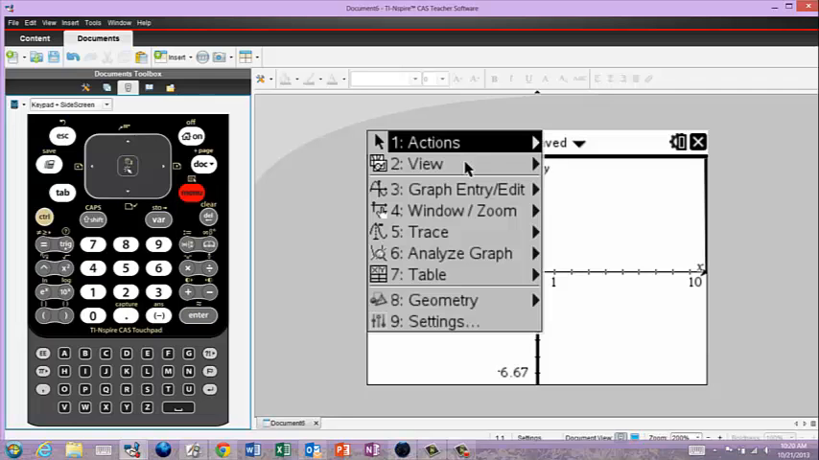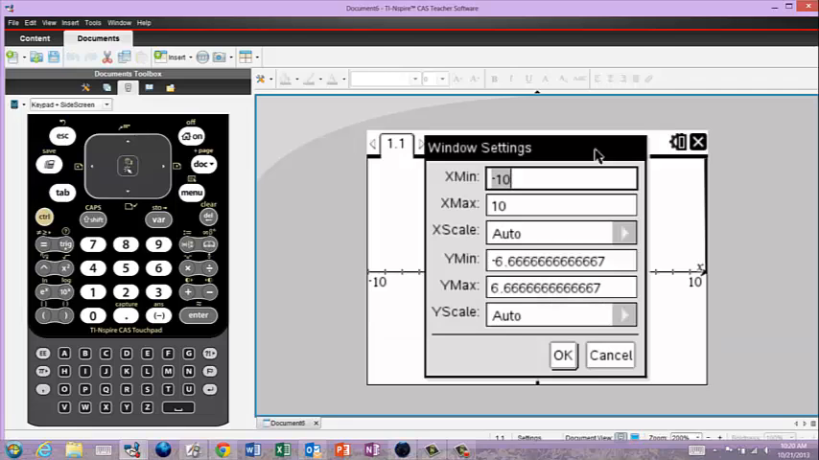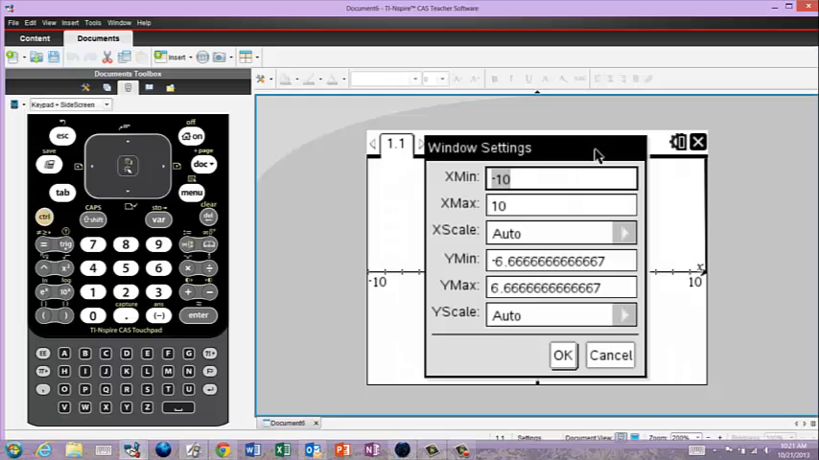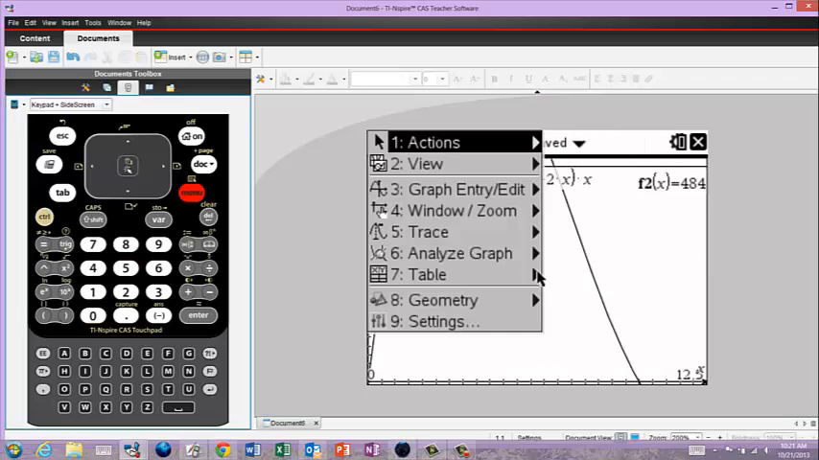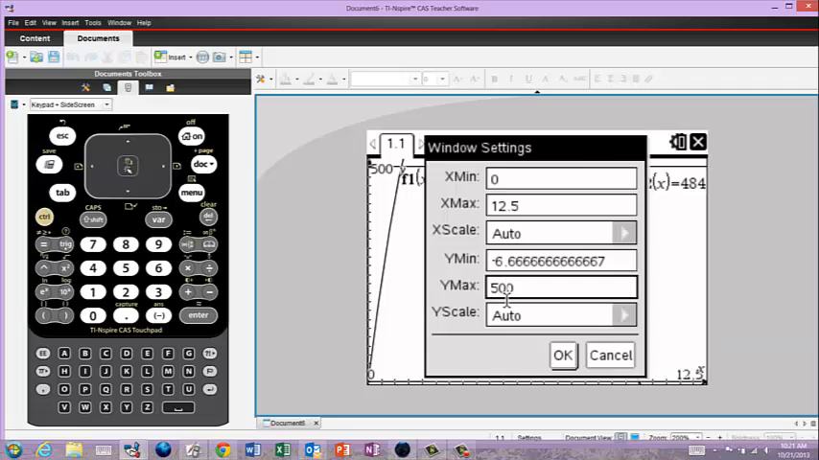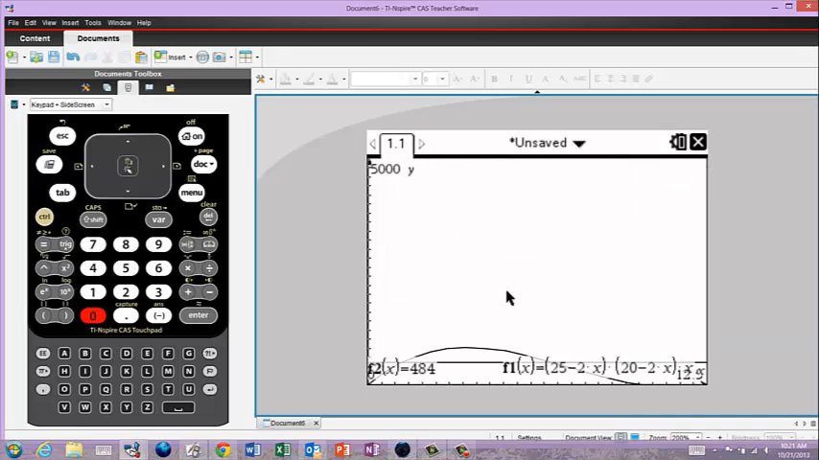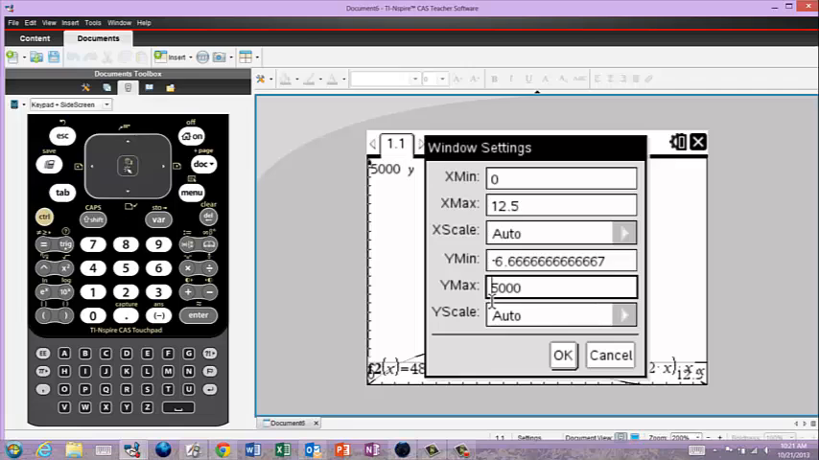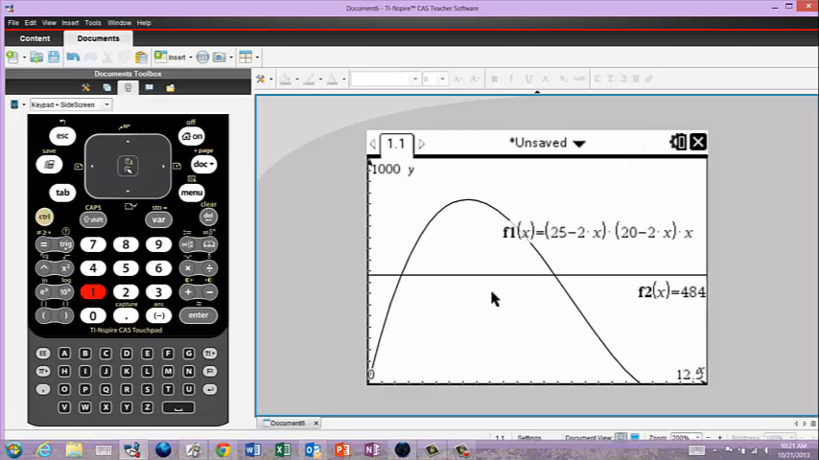I need to change my window. What makes sense? What's the domain of my problem? Well, can I cut an x out more than half of this side? Well, no. So it has to be between 0 and 12.5. So 0, 12.5. And I've got to get at least to 484, so how about 500? Just so that I can see it a little bit better. Let's go 5,000. Okay, that's a little too high. It's excessive. About 1,000. Okay, there we go.